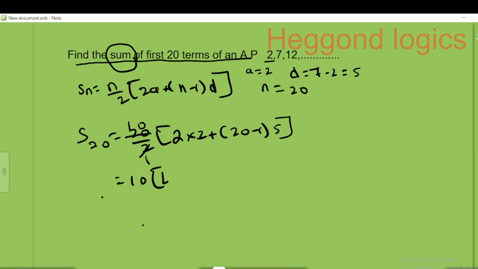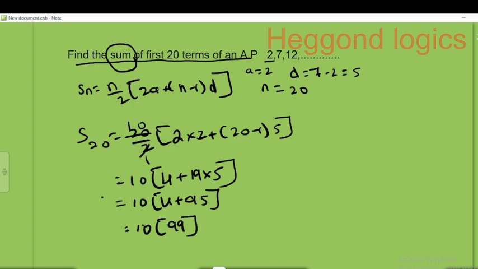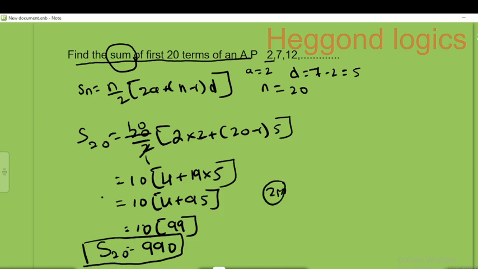2 into 2 is 4 plus 20 minus 1 is 19, 19 into 5. 10 write as it is. 4 plus 19 into 5, 95. And after that 10 again write as it is. 4 plus 95 is 99. 10 into 99, 990. Yes, S20. The sum of first 20 terms is 990. This question will be asked as a 2 marks question for Karnataka State Board.